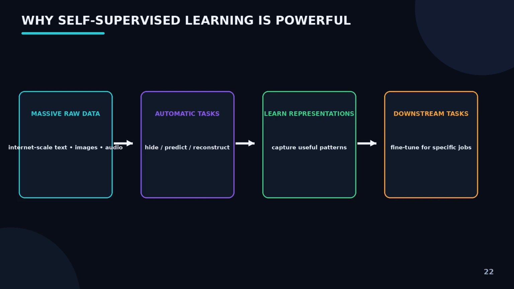This is incredibly powerful because the world contains enormous amounts of unlabeled data. Text on the internet, images, audio, video, code. We can't manually label everything. Self-supervised learning allows models to learn useful representations from huge amounts of raw data. After that initial learning, the model can often be adapted or fine-tuned for specific downstream tasks. This idea is fundamental to many modern AI systems.